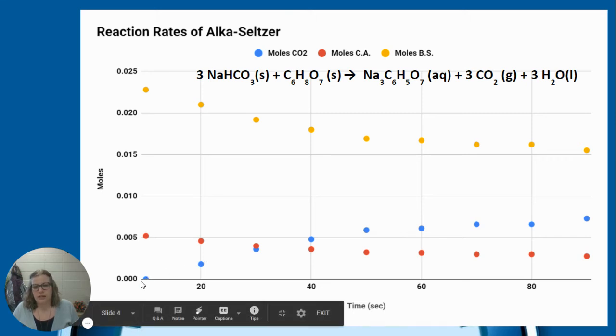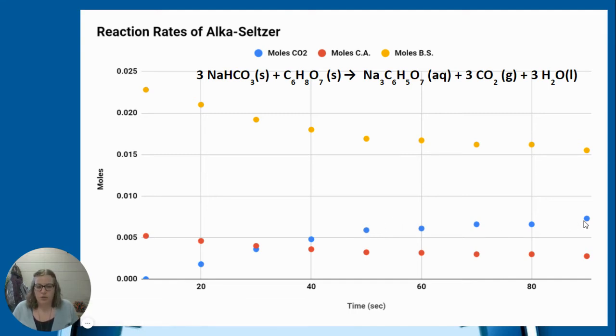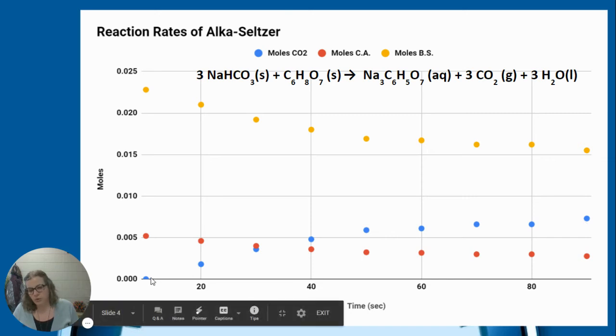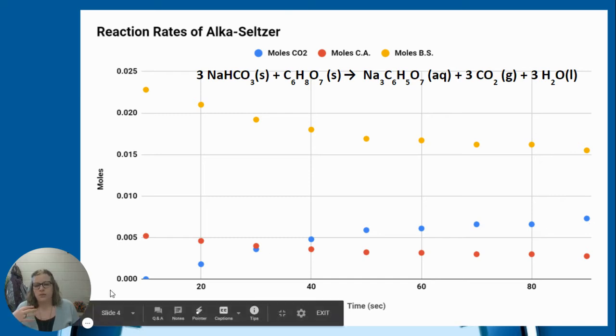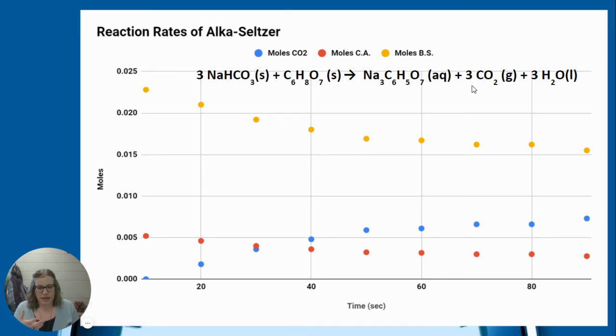What you can see is that I have a very rapid rise in my CO2 moles, and then it flattens out, which is what I had mentioned before. With our rates, it's most aggressive right at the beginning, and then we flatline towards the end. This is a positive growth because CO2 is a product, and so I'm creating carbon dioxide, so it's going up in its concentration.